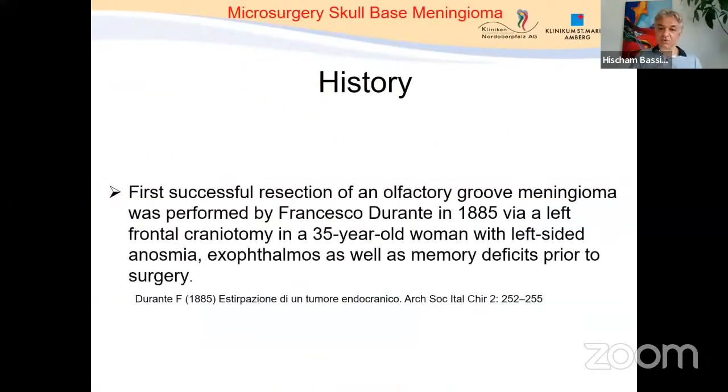So a historical view: the first successful resection of an olfactory groove meningioma was performed by the Italian surgeon and also politician Francesco Durante in 1885 by a left frontal craniotomy. So this was the unilateral approach to these meningiomas, which were the first approaches to olfactory groove meningiomas.